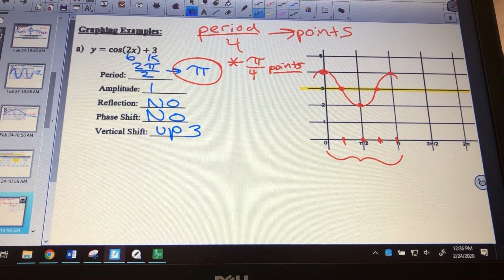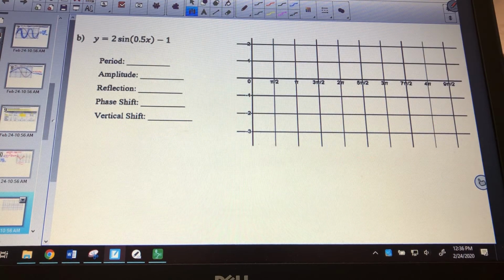Questions? No? Okay, let's go to the next one. We're just going to do a bunch of examples, okay? All right, so let's go through and label our A, B, H, and K.